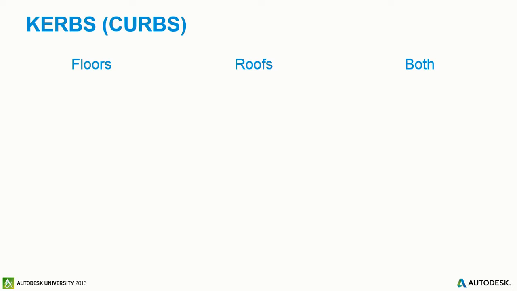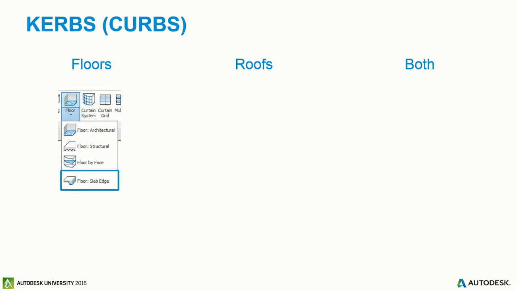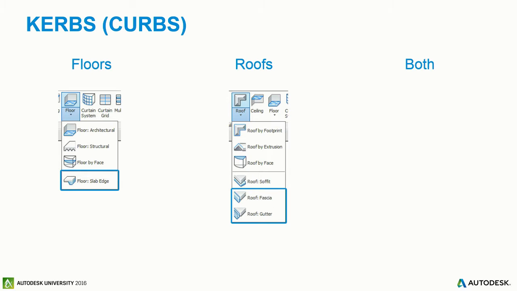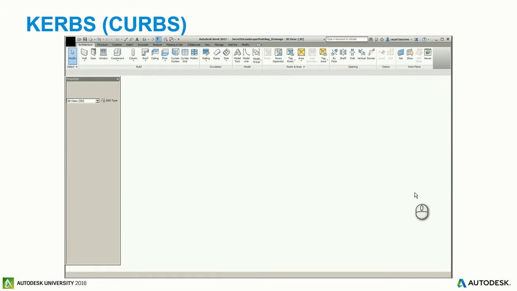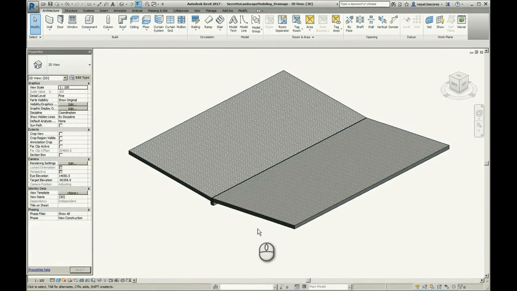So if you're using floors, you can use a slab edge to create your curbs. If you're using roofs, you can use fascia or gutter. I'm not going to explain that because you can find it in any general Revit training. But there's a third way that is valid for both options that is really similar to drainage, which is model in place a family. So we have the same paving with our slot drain in the middle with a ridge, and we want to place a curb following our paving.